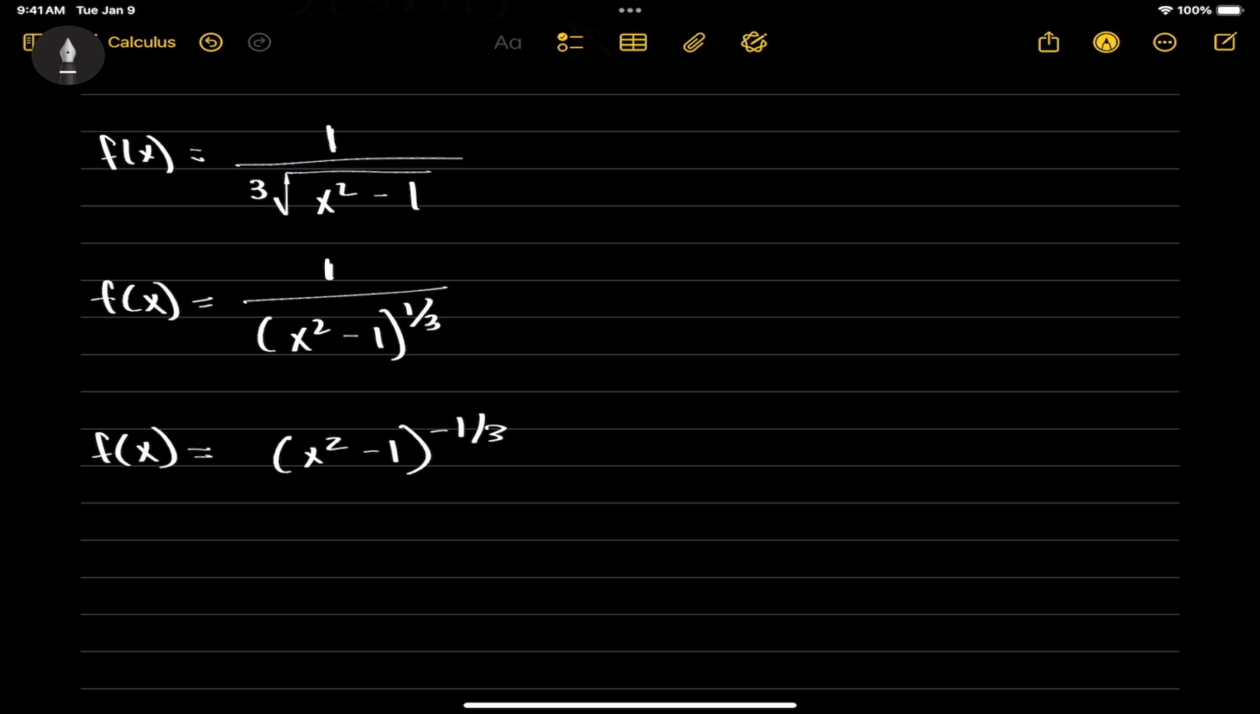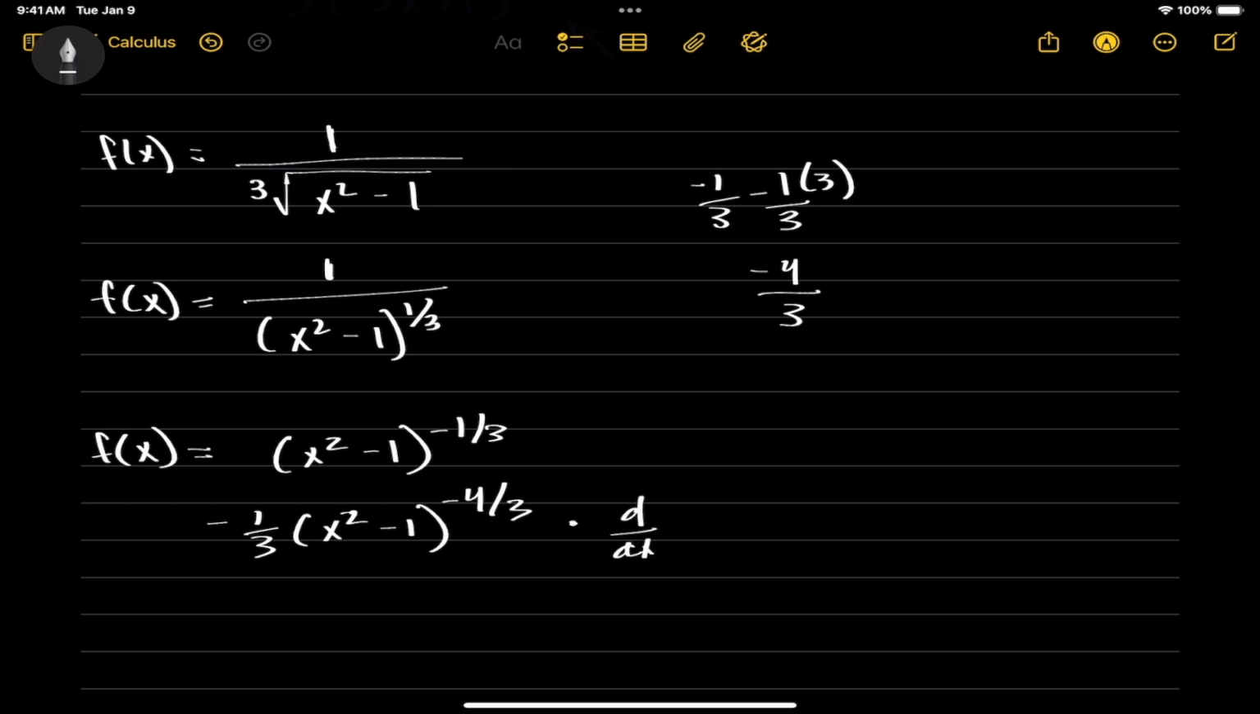And now you could use chain rule. So take the derivative of the outer function, and we're going to have negative 1 over 3. X squared minus 1, of course, the inner function stays the same, to the power, so negative 1/3 minus 1. You need to have the same denominators, and they're going to be negative 4 over 3. All right, so negative 4 over 3. And then we take the derivative of the inner function, which is just going to be the derivative of x squared minus 1, which is just 2x.